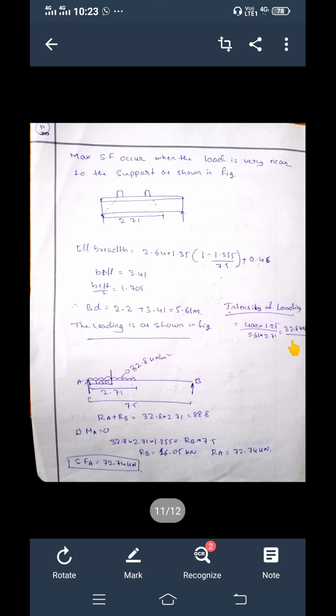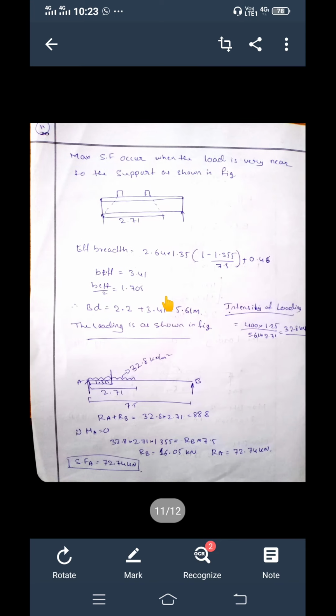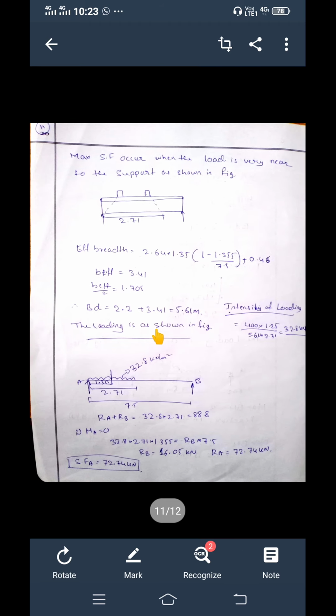So that is 32.8. Here how much is it? 32.8. You come to this, how much here? It is 26.5. Means when we keep it at the support, your intensity of loading is increased. So whatever we do, we should calculate for the higher, isn't it? If the vehicle is moving at the support section, it will receive maximum loading, up to 36.50 kilonewton per meter square. For this we should design the support section. For this shear force we should design, isn't it?